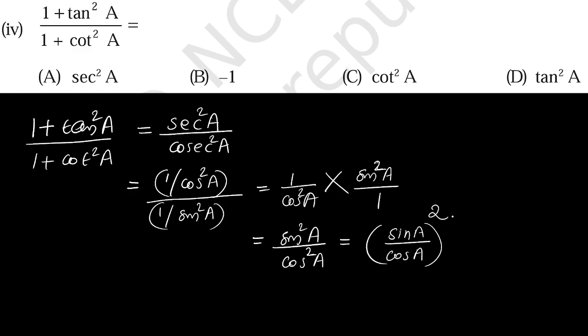Can I write a common square outside? Numerator has square, denominator also has square. So, can I take the square common? Sin a by cos a is tan a. Tan a whole square, understood? This is denoted as tan square a. Option D is the correct answer.